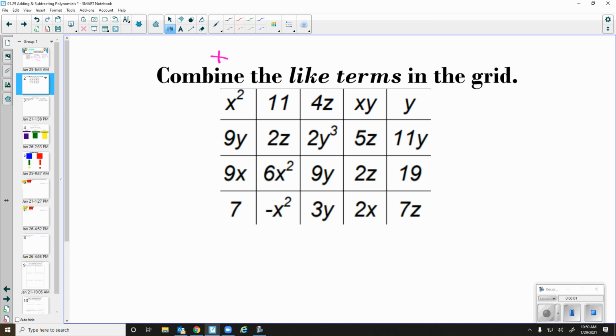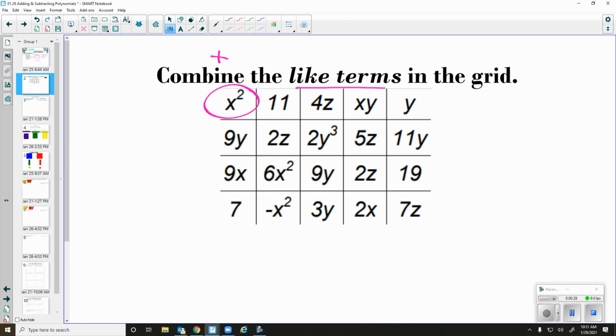Combined, that means we're adding like terms. Here's their grid. What does a like term mean? They're the exact same what? Variable, and then something else that is getting thrown in. If there's an exponent on the variable, like terms have to have matching exponents as well.